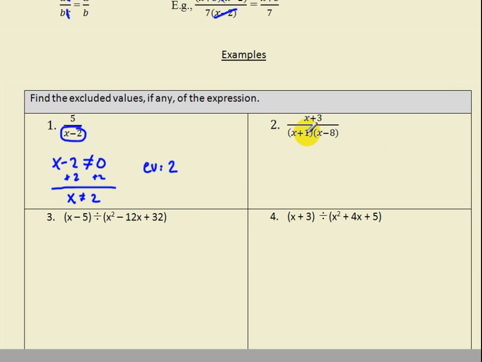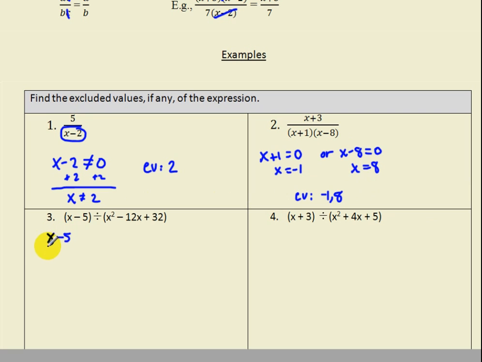Okay, so here let me write this as what would lead us to 0. So look at the denominator, and here we have a product. If either one of these is 0, we get a denominator of 0. So we don't want x plus 1 equal to 0 or x minus 8 equal to 0. And of course we subtract 1 to get x equals negative 1, add 8 to get x equals 8, so the excluded values are negative 1 and 8. We cannot allow x to be negative 1 or 8.